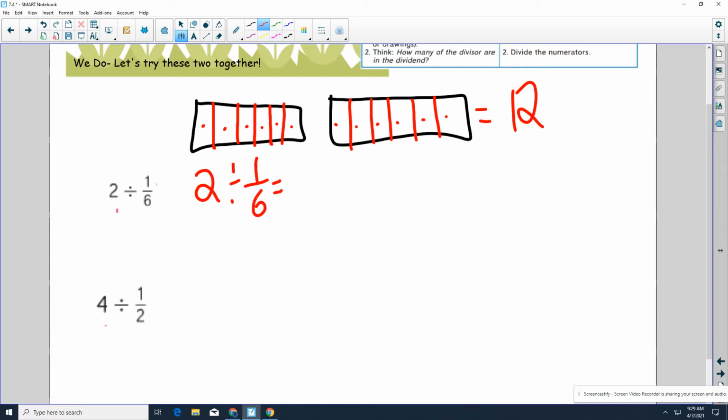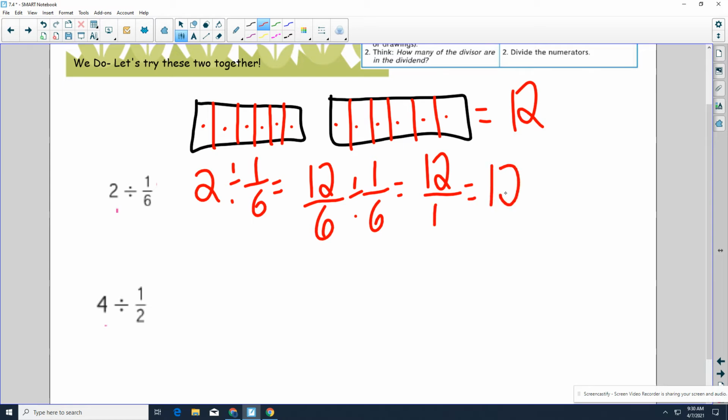on the division. So I know 2 times 6 is 12. That's going to give me my numerator. I want the denominator of 6. I'm going to divide it by 1/6. So 12 divided by 1 is 12. 6 divided by 6 is 1. So 12 over 1 is the same thing as 12.